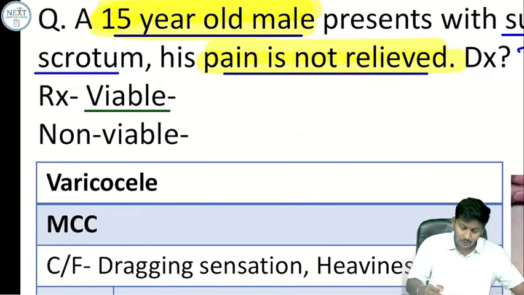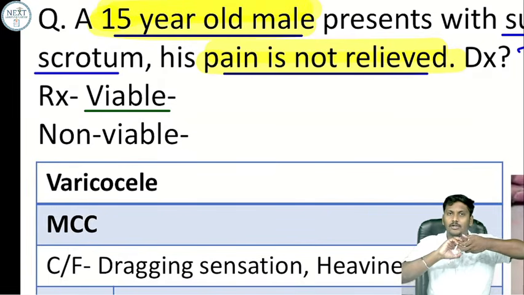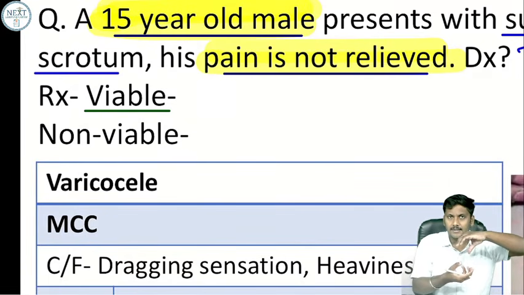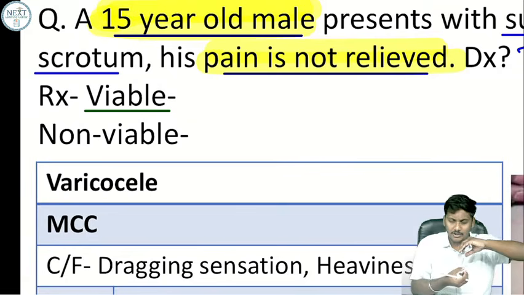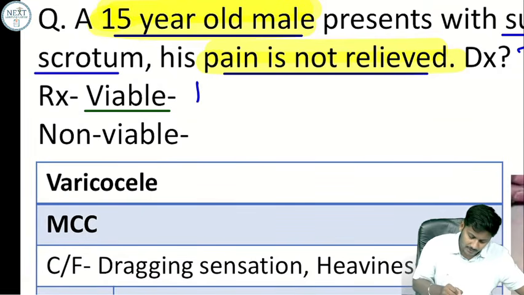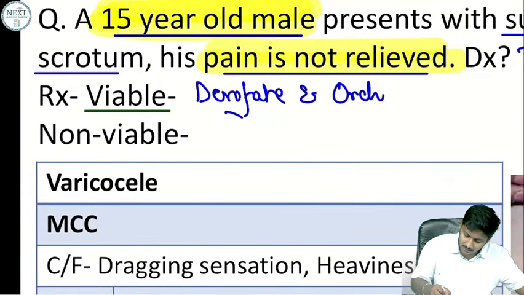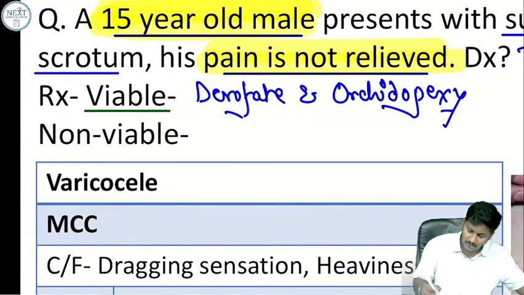What will you do? Obviously, whichever testis has undergone torsion, just derotate the testis, bring it into the original position, and after bringing it into the original position, try to fix it by orchidopexy. So derotate the testis and perform an orchidopexy. That is the important thing.